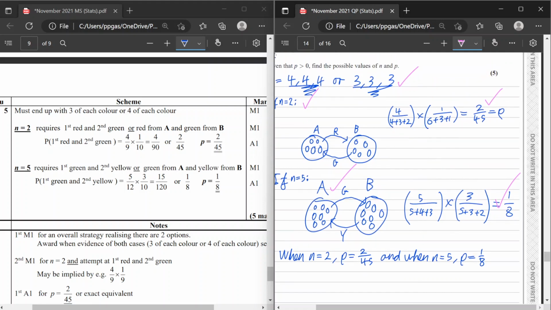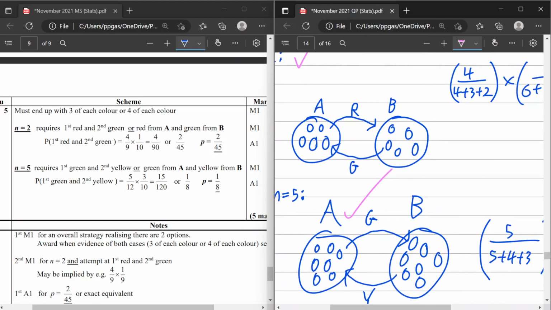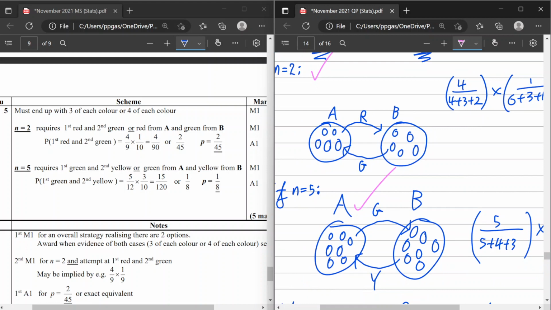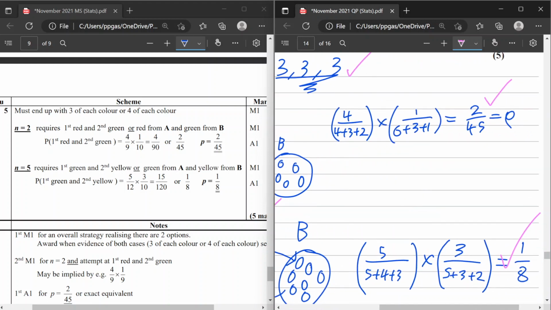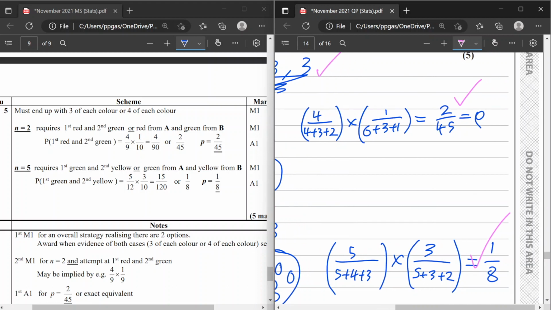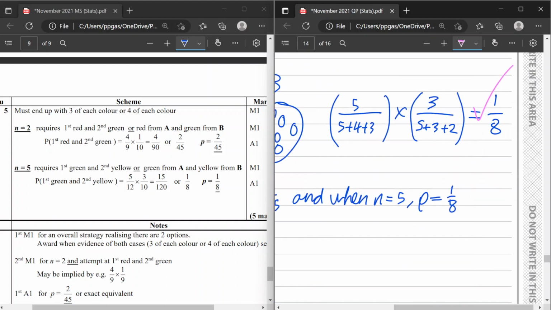I think you can see the little diagrams I drew here. I had bag A and bag B, and then I said to get 3 of each, you need to take a red ball out of A and put it into B. You need to put a green ball from B into A. Then you work out the probability of that to get your answer. That's a funny looking P that I've drawn. It's more like an E, that's better.